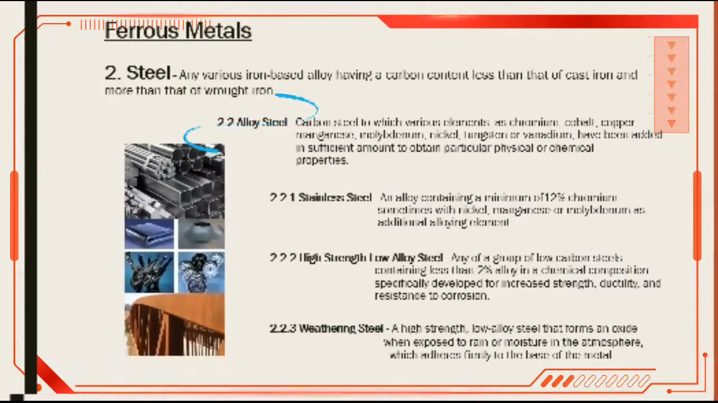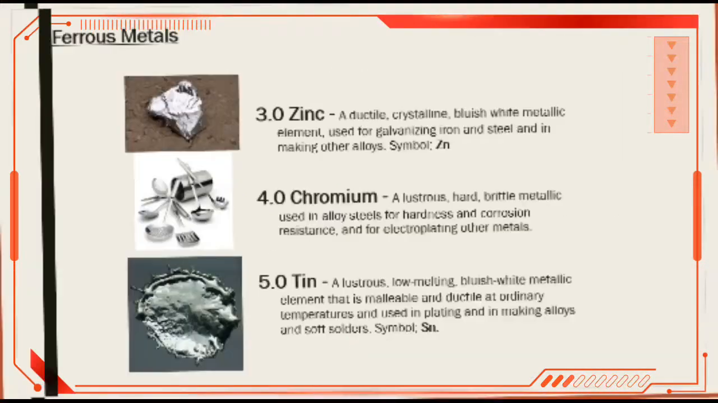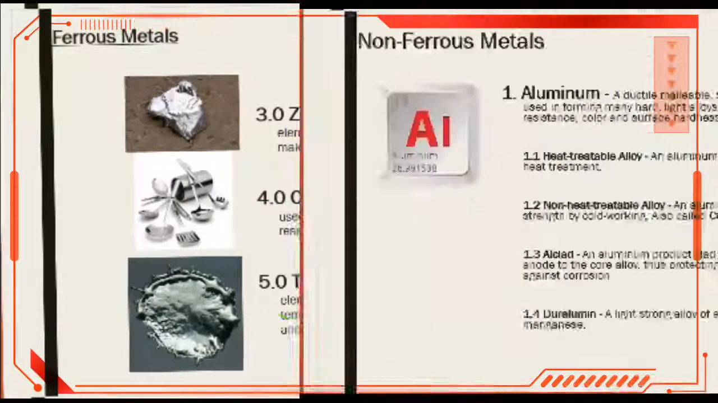Now let's talk about alloy steel. Carbon steel to which various elements such as chromium, cobalt, copper, manganese, molybdenum, nickel, tungsten, or vanadium have been added in sufficient amount to obtain particular physical or chemical properties. Under alloy steel is stainless steel. We also have high-strength low alloy steel, weathering steel. Now we have zinc, chromium, tin.